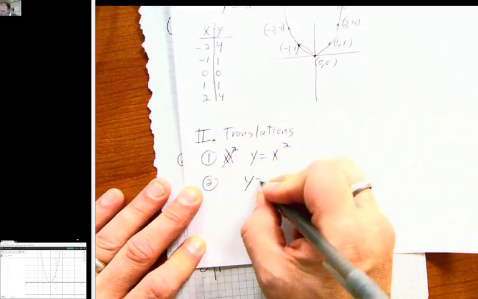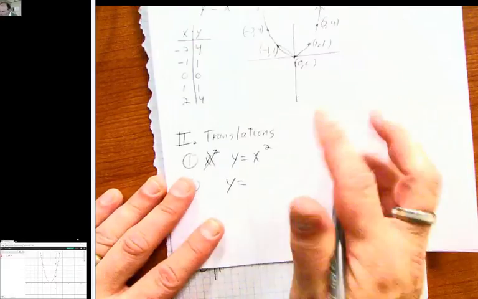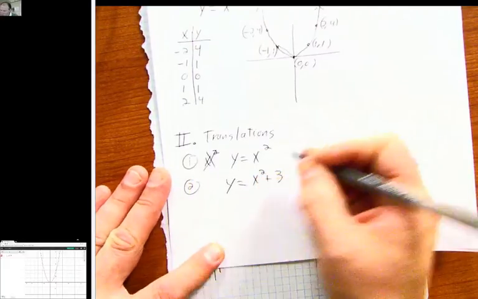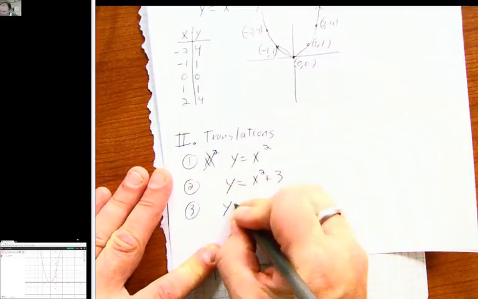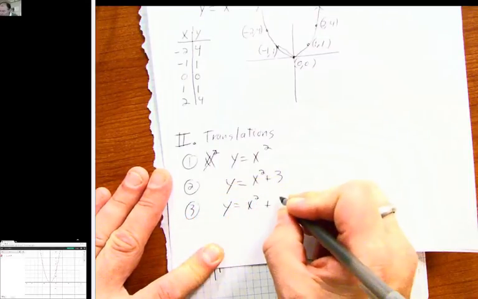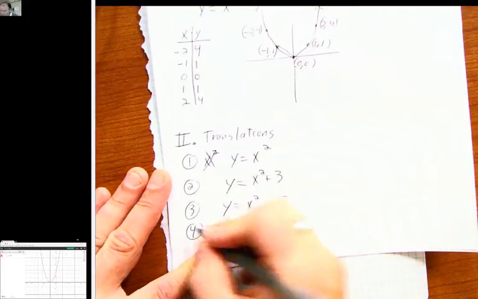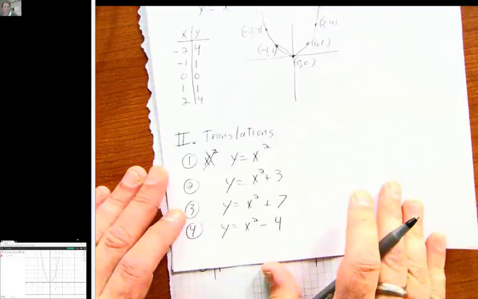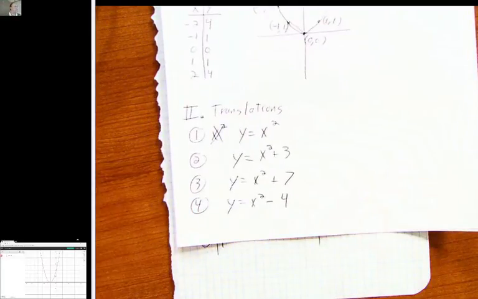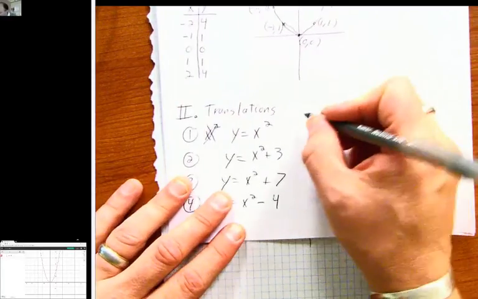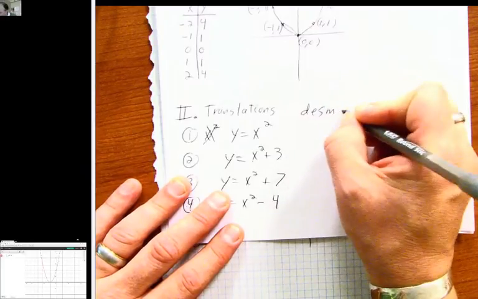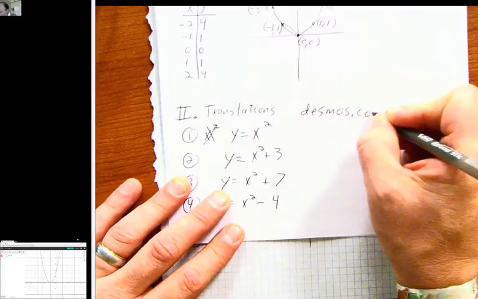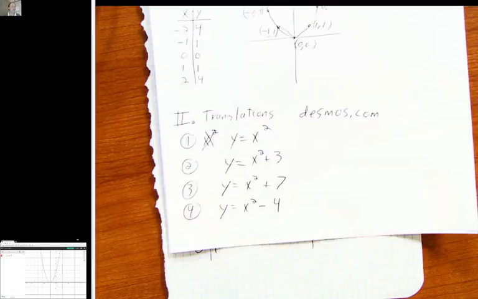Number 2, I'm going to graph y equals x squared plus 3. Number 3, y equals x squared plus 7. Number 4, y equals x squared minus 4. And I'm going to use this piece of technology that I have available to me. It's a website called Desmos.com. If you want to pause this video for a minute and check out this website, see how it works, I recommend it.